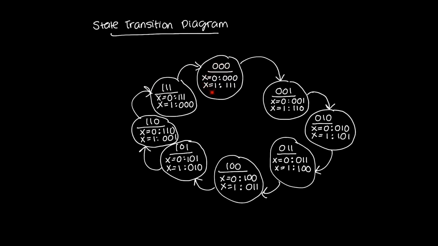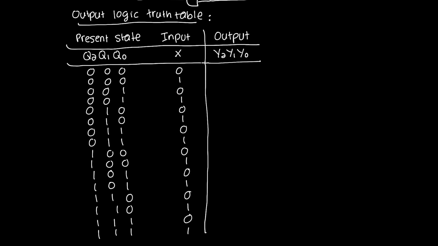So that corresponds to what's inside this circle over here, where my present state is 0, 0, 0. And I have 2 possibilities. When X is 0, my output, so remember I denoted my output by y2, y1, y0, is 0, 0, 0. And when X is 1, it's going to be 1, 1, 1. So all I have to do is look at the state transition diagram and fill out my output truth table.